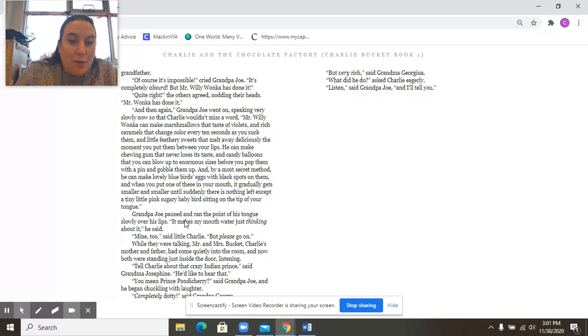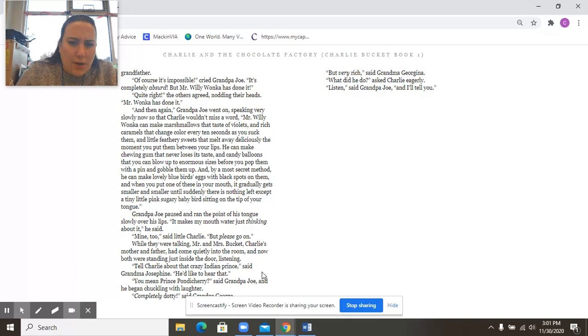Grandpa Joe paused and ran the point of his tongue slowly over his lips. "It makes my mouth water just thinking about it," he said. "Mine too," said Charlie, "but please go on." While they were talking, Mr. and Mrs. Bucket, Charlie's mother and father, had come quietly into the room, and now both of them were standing just inside the door listening.